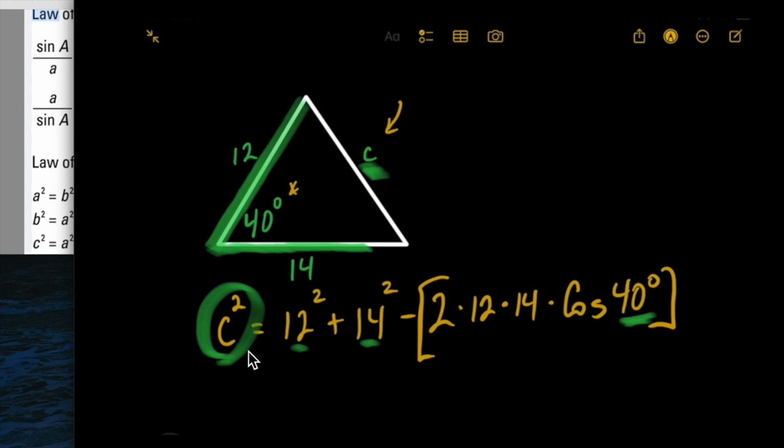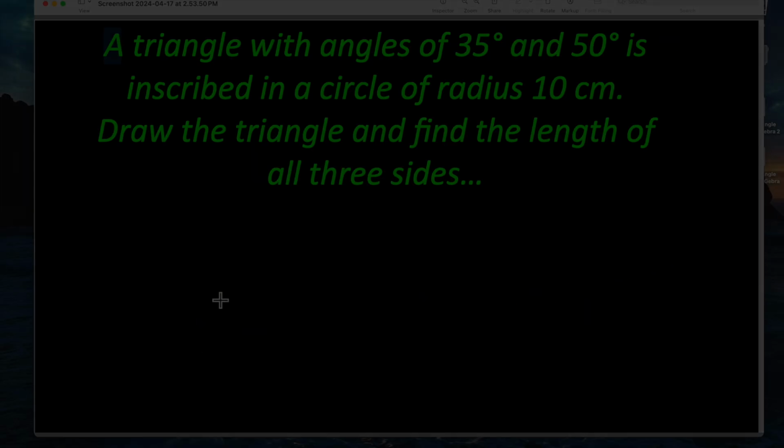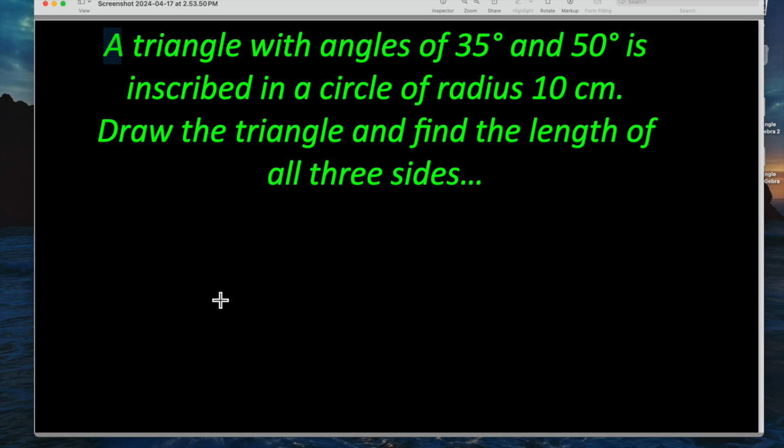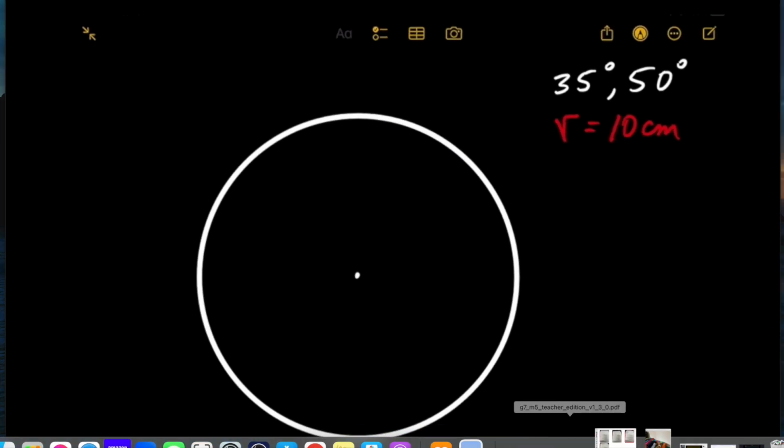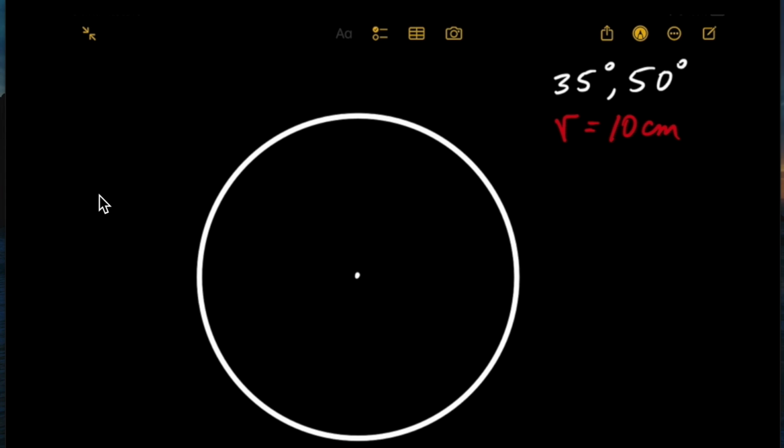We are given a triangle with angles 35 degrees and 50 degrees inscribed in a circle of a radius of 10 centimeters. Draw the triangle and find the length of all three sides. Okay, so let's quickly review angles and circles.